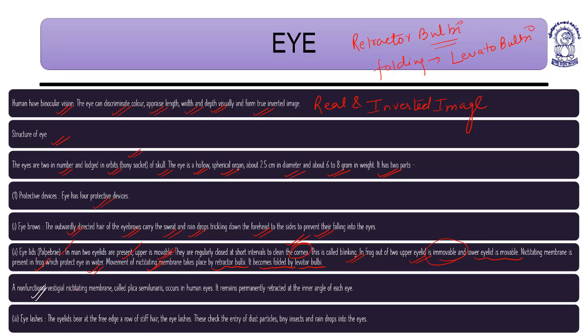It is a non-functional vestigial nictitating membrane called plica semilunaris. Plica semilunaris is the nictitating membrane which occurs in human eyes. It remains permanently retracted at the inner angle of each eye.